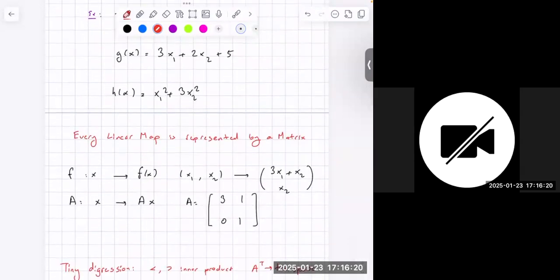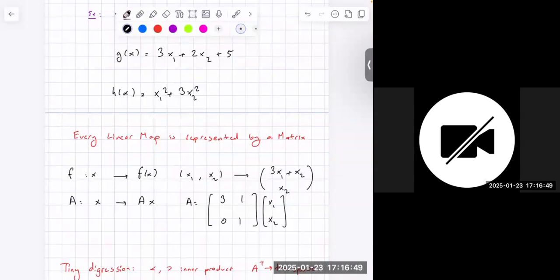Now, why do I care about linear stuff? Everything linear, like this, can be recorded using a matrix. For example, let's say your function is taking x1, x2, and sending it to 3x1 plus x2, and x2 in the second coordinate. Now, take this matrix that I put right there, 3, 1, 0, 1, and multiply it with x1 and x2.